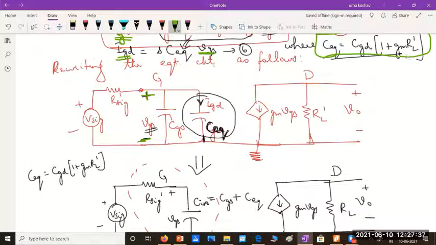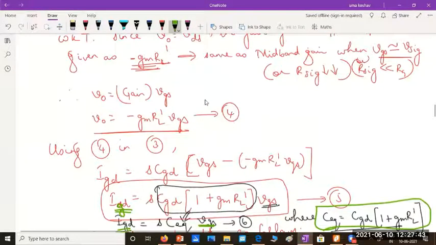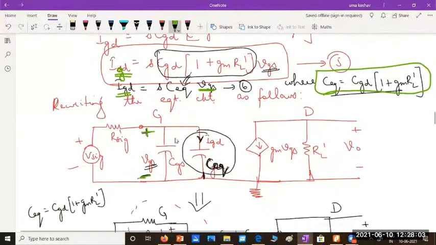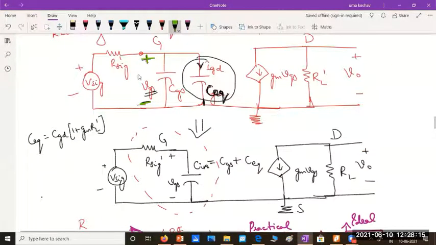So we can replace this circuit by removing this CGD connected between input and output and putting it across this voltage VGS, or across gate and source, with the same current flowing through it. I have found the value of the current and I have also shown that the voltage across this equivalent capacitance would be VGS and its value would be CGD into 1 plus GM RL dash. So you will get this new equivalent circuit, which I have simplified further.